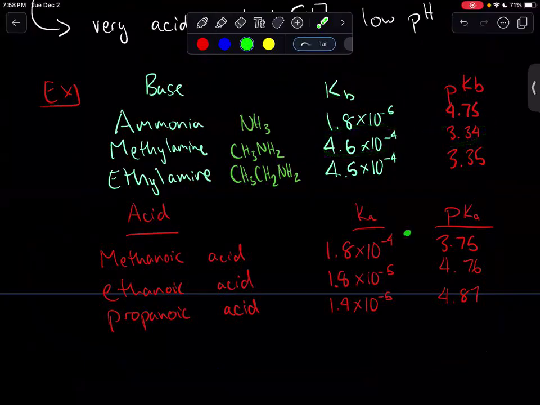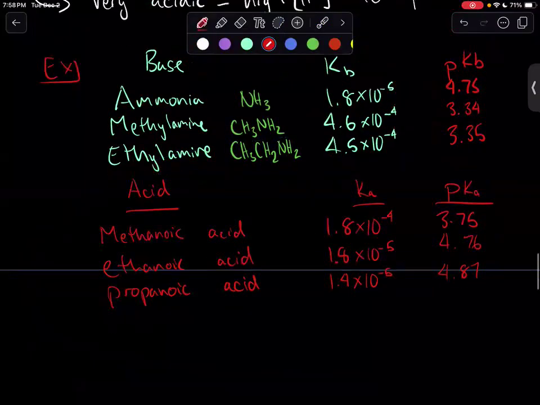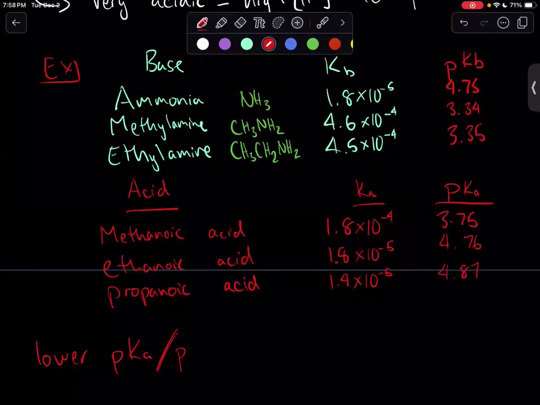And again, the stronger acid has a lower pKa. So it's a little weird, but what you need to generally just keep in mind is that a lower pKa or pKb is equal to a higher Ka or Kb, which is equal to a stronger acid or base.